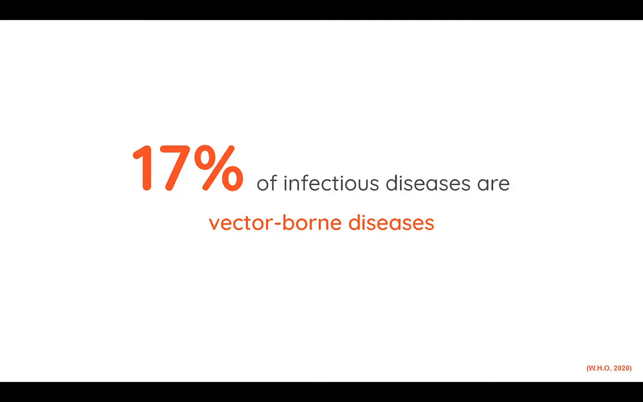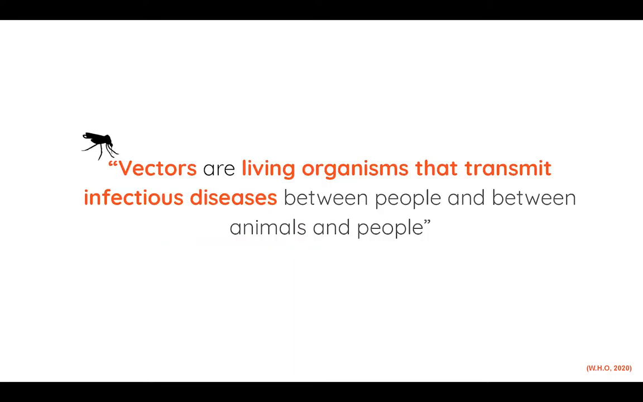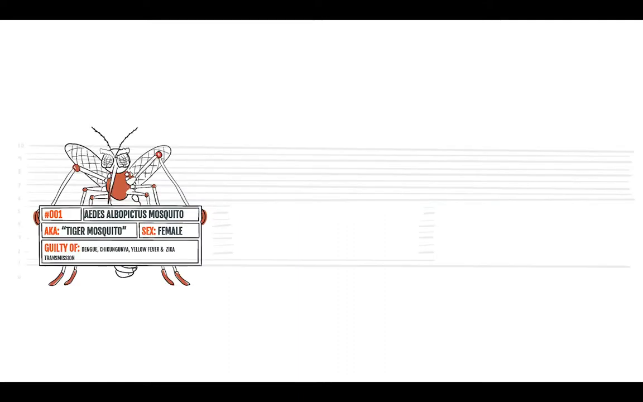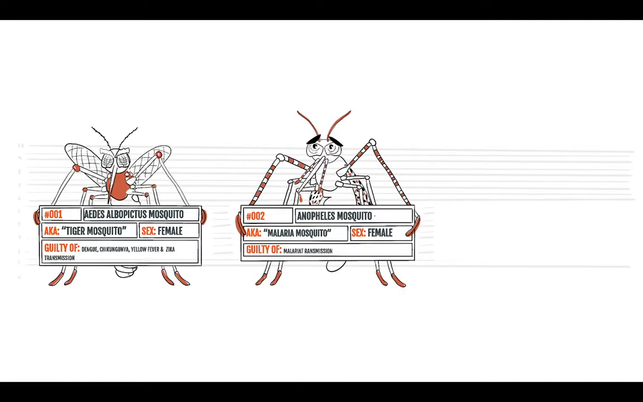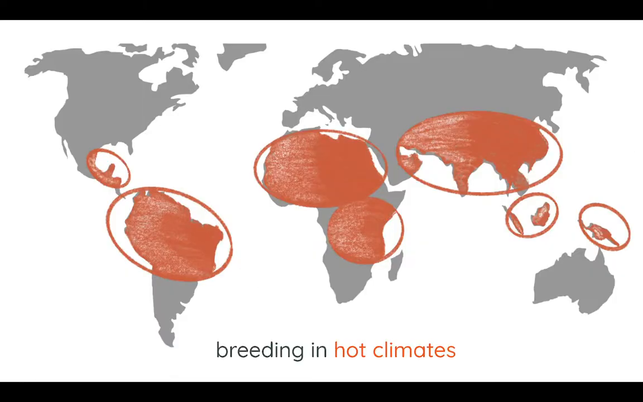According to the World Health Organization, 17% of infectious diseases each year are vector-borne, causing more than 700,000 deaths. But what are vectors? Vectors are living organisms that transmit infectious diseases between people and animals and people. But who's responsible? The Aedes albopictus mosquito, the Anopheles mosquito, and the Aedes aegypti mosquito. These species breed in hot climates around the world.